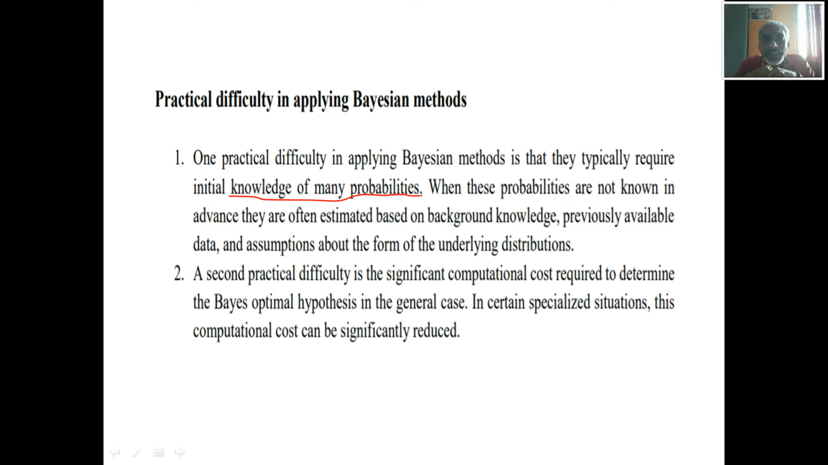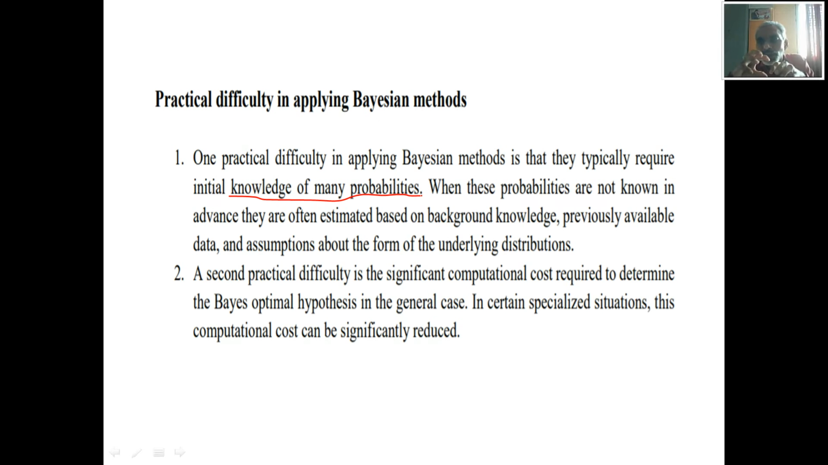That is a practical difficulty we can find when we are going to apply the Bayesian network. The second one is the significant computational cost. As we told, when you want the various initial probabilities, you have to calculate. A lot of calculations are required, and a lot of computation is needed. That is another practical difficulty.